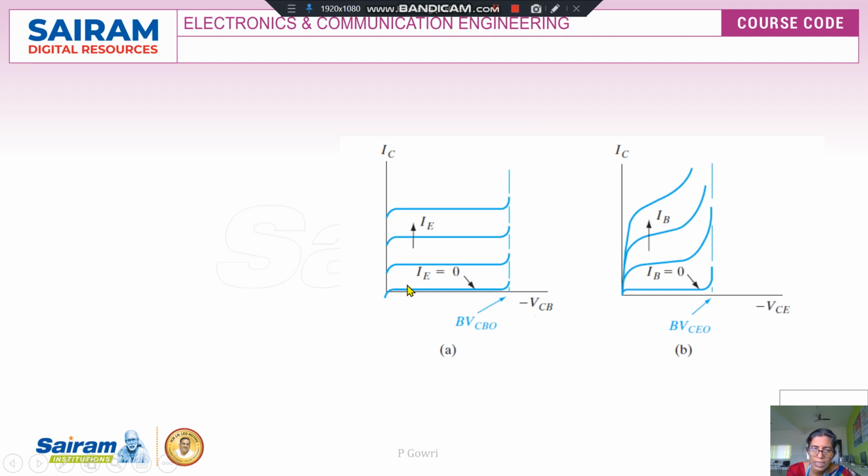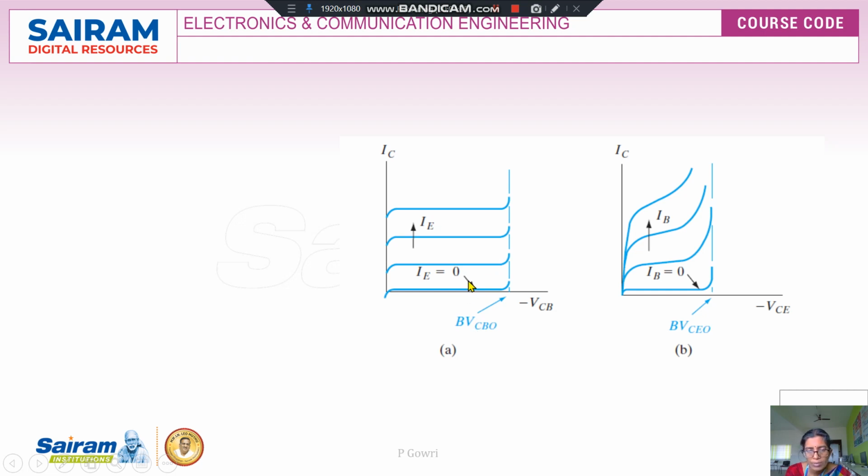Sorry, this is a common base configuration. Here we can see that the input current IE is 0 initially, and this gives the variation of IC. When IE is equal to 0, IC will be equal to 0. When the voltage across the collector to base terminal crosses the breakdown voltage, automatically there will be a sudden increase in the current. So this is for the common base configuration.